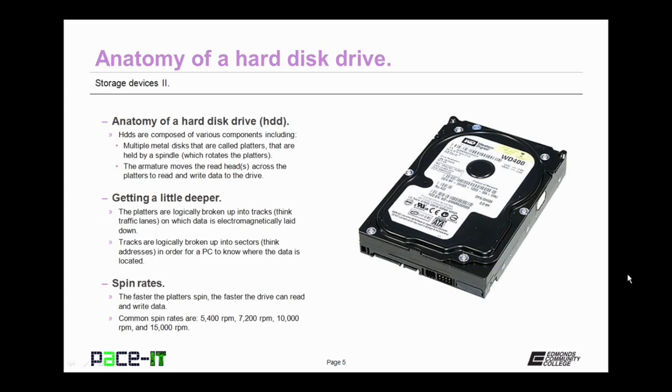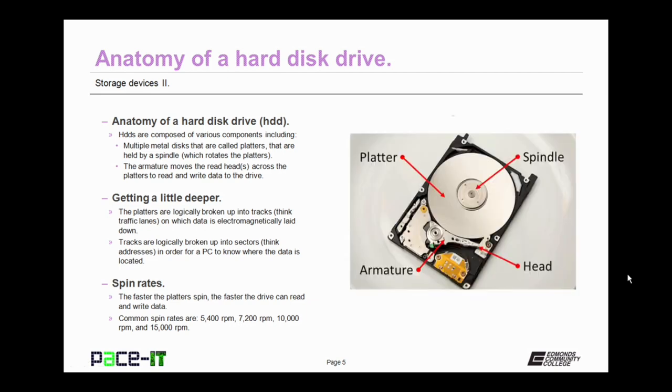So hard disk drives are composed of various components, including multiple metal disks that are called platters. These are held in place by a spindle which rotates the platter. Then there's the armature which moves the read head across the platters to read and write data to the drive.